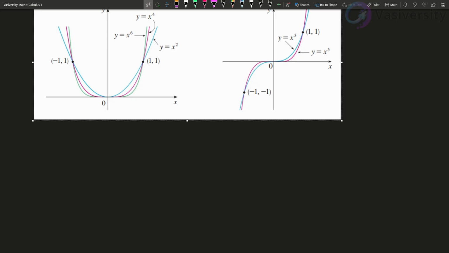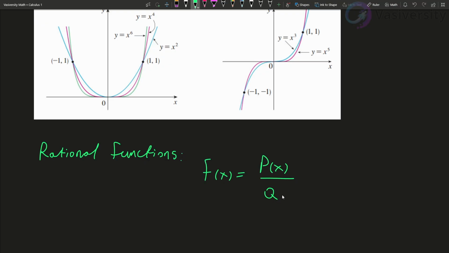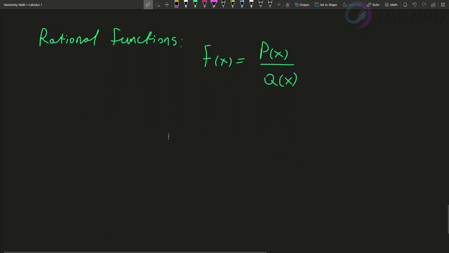Alrighty. So we also learned rational functions and rational models. f of x is a rational function if we have p of x over q of x, and q of x is not equal to 0. Okay, so let's take a look at some of the rational functions and their corresponding graphs.